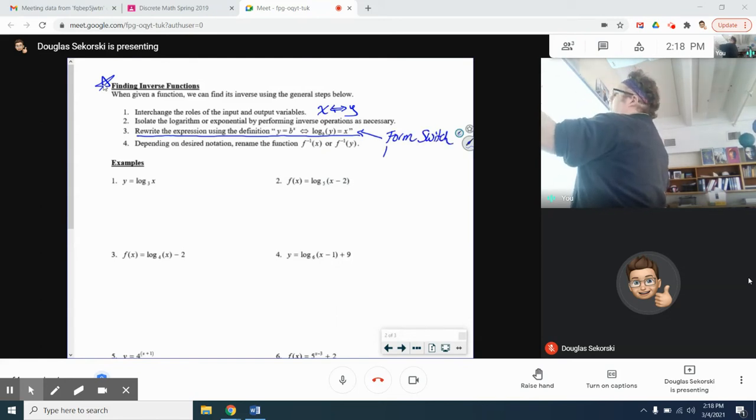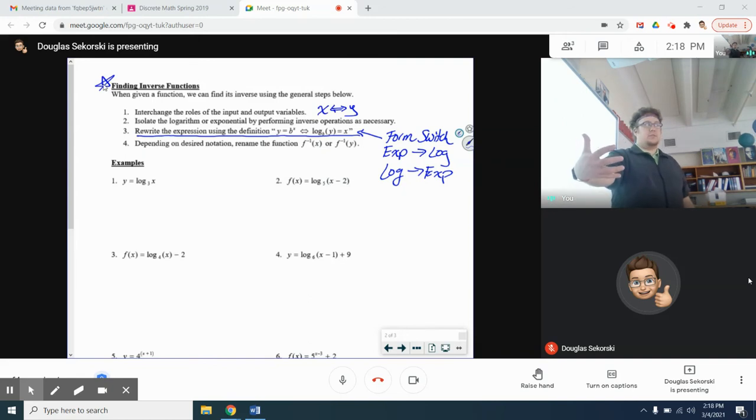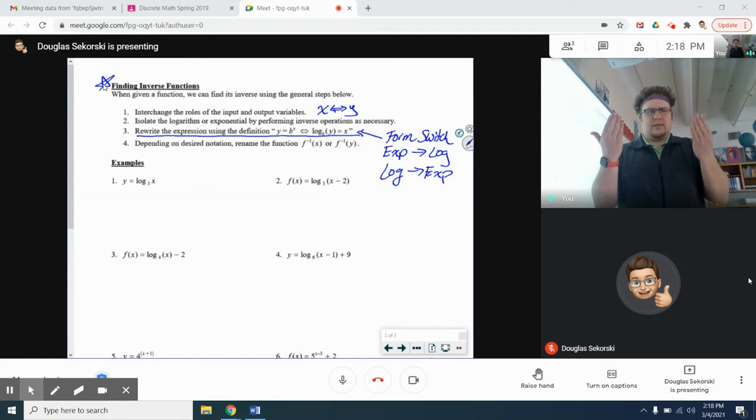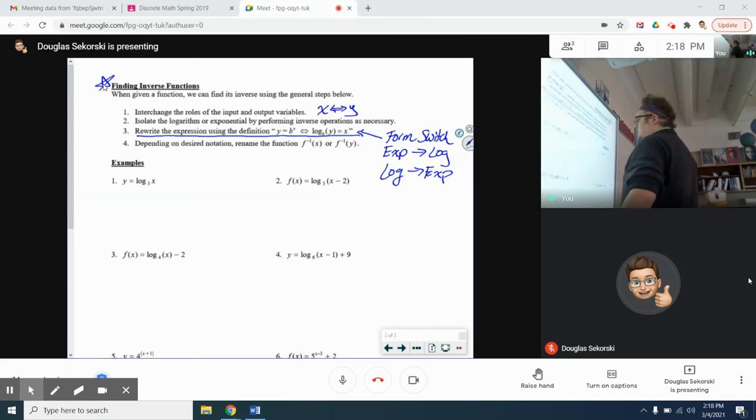So if you started in exponent land, you're going to end in logarithm land. If you started in logarithm land, your final destination is exponent land. Right? Because if I give you an exponential equation, what's the inverse equation? Well, if you were given an exponential, chances are the opposite is a logarithm. If you're given a logarithmic equation, the inverse has to be an exponential equation. So that opposite stuff is going to happen throughout this whole thing.